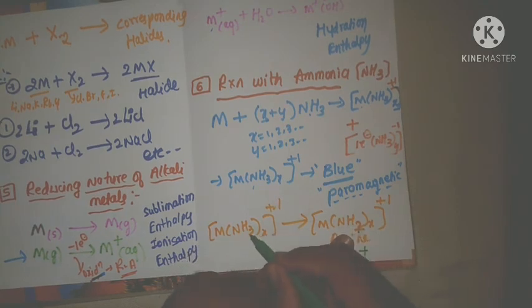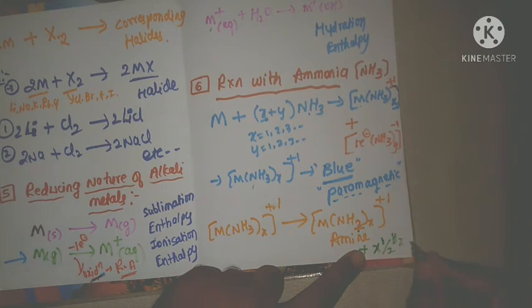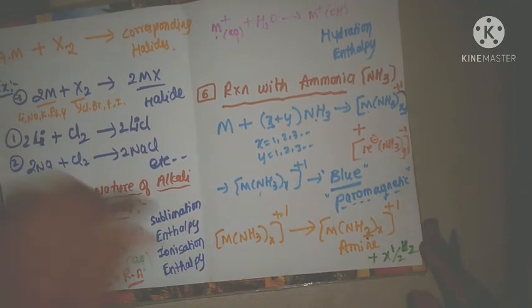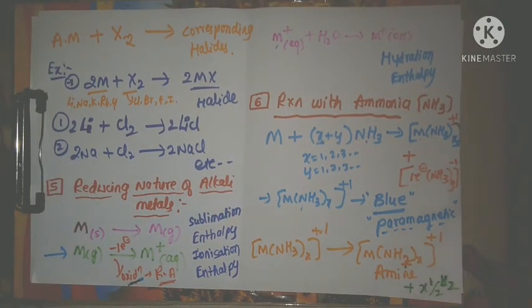Before the reaction 3 hydrogens are there, here how many are there? 2. Means how many hydrogens are removed? 1. How many times removed? X times. 1 hydrogen can be written as half H2, means it is releasing which gas? Dihydrogen gas. These all are the reactions or the chemical properties of the alkali metals.